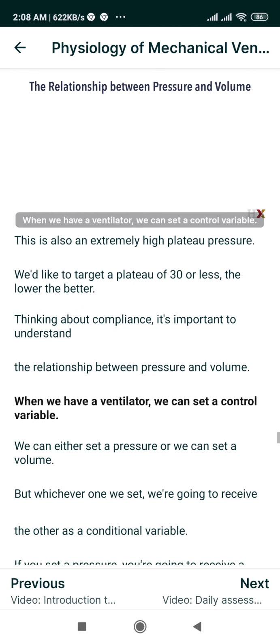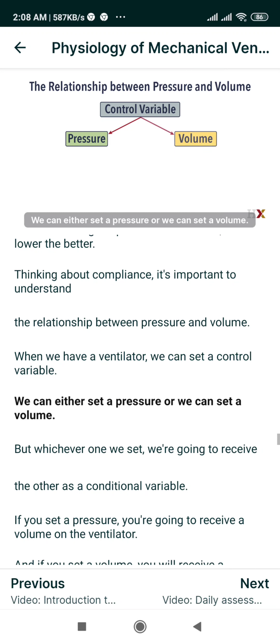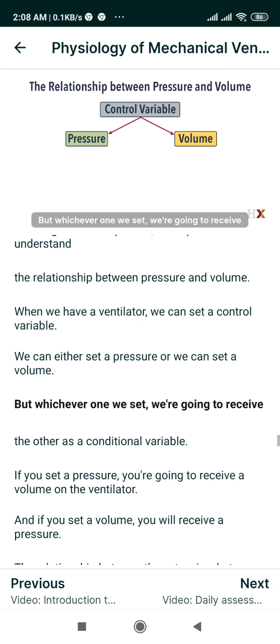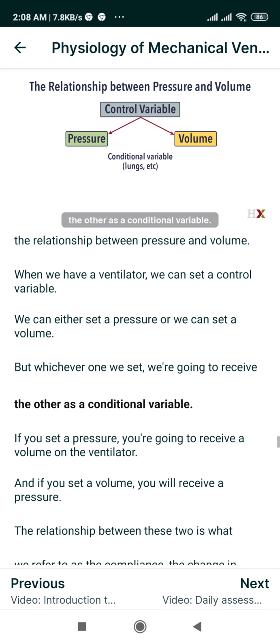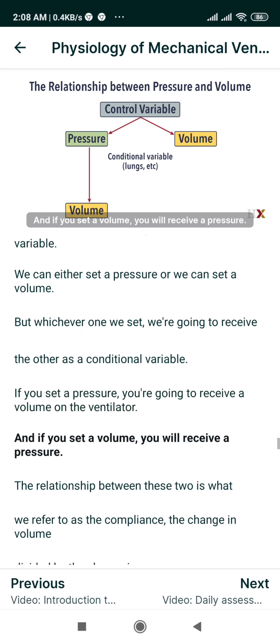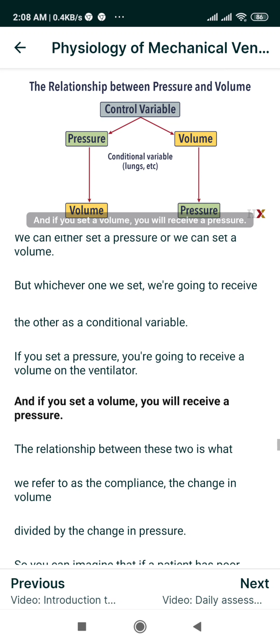Thinking about compliance, it's important to understand the relationship between pressure and volume. When we have the ventilator, we can set a control variable. We can either set a pressure or we can set a volume. But whichever one we set, we're going to receive the other as a conditional variable. If you set a pressure, you're going to receive a volume on the ventilator. And if you set a volume, you will receive a pressure.